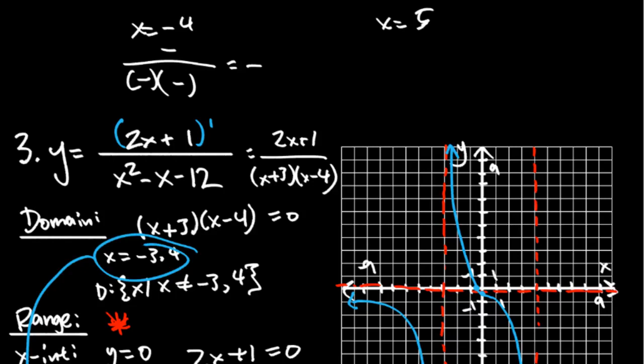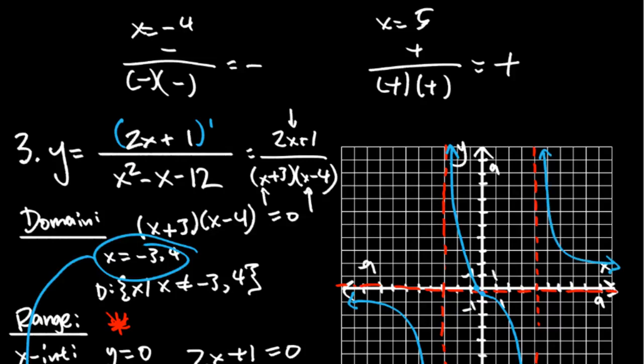Now let's test the other part. So if we have x equals 5, plug it in there, positive. Plug it in there, something positive. Plug it in there, we have something, again, positive. So we just get positive all around. Therefore, we're going to get something like that.